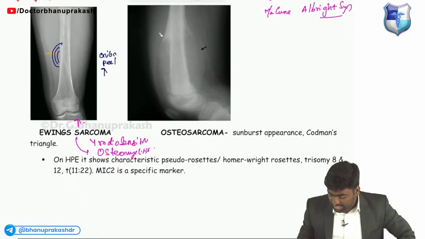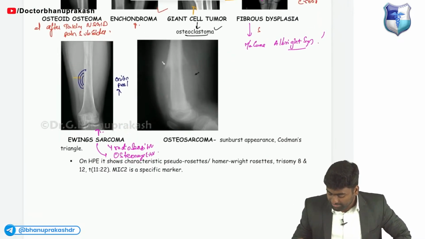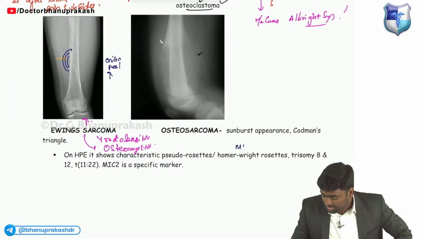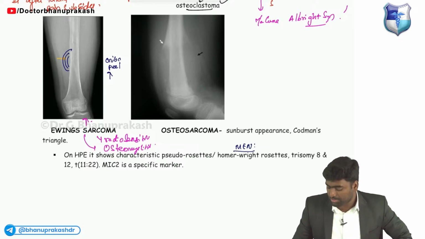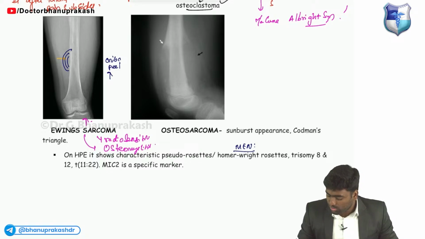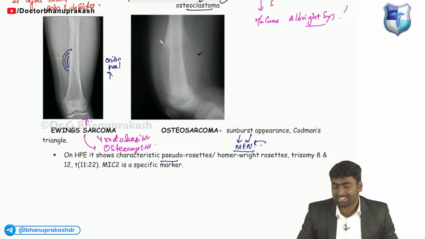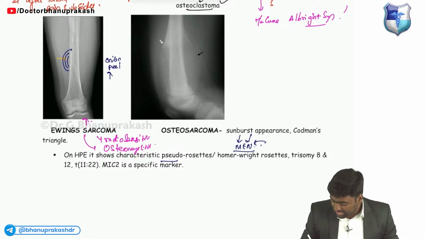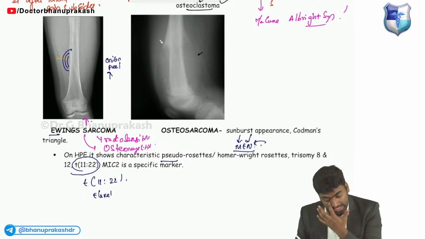Okay, and remember about this Ewing sarcoma. We studied, right? It will be having Homer Wright pseudo rosettes, as in the case of medulloblastoma, Ewing sarcoma, and neuroblastoma. And here you will see the translocation 11;22. E for Ewing, 11 and 22. Remember, it is 11;22, which is in the case of Ewing sarcoma.